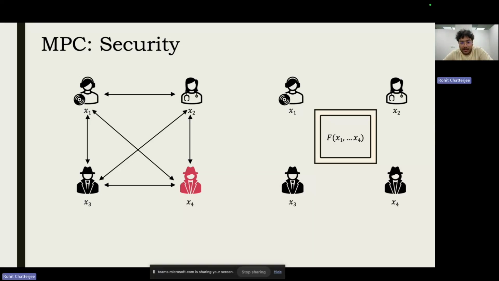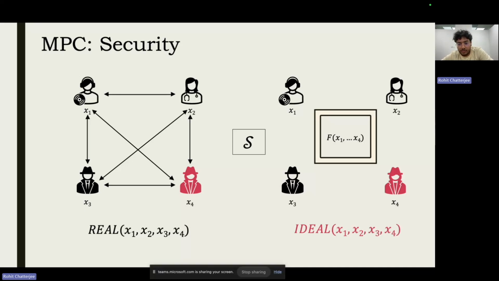The security requirement is as follows. Suppose you have a party that's cheating or behaving maliciously in the actual protocol. You want to show that there exists a so-called simulator S, which runs in this ideal world that we have defined alongside this. The simulator S can act as a malicious party in the ideal execution and manage to reproduce the outcome that this cheating party in the real protocol manages to perform.